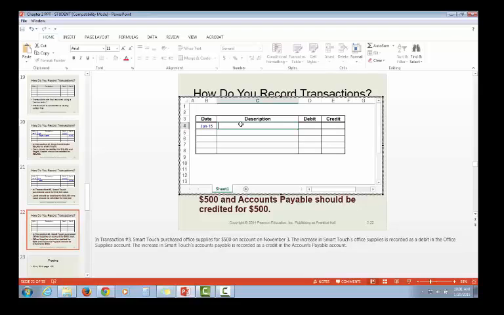So now we've got to figure out which one's a debit and which one's a credit. Well, assets go up with debits, so we're going to debit our asset of supplies for $500. And then our liabilities increase with a credit, so we're going to do accounts payable as our credit for $500 for those supplies.